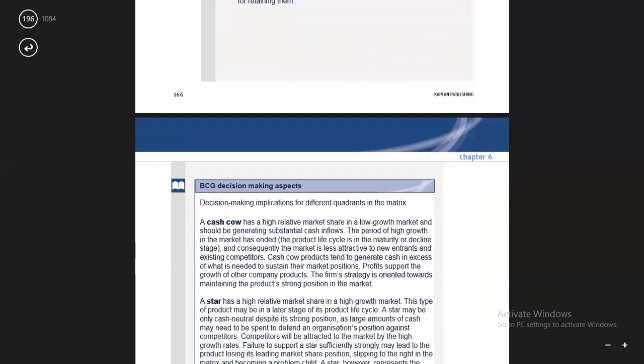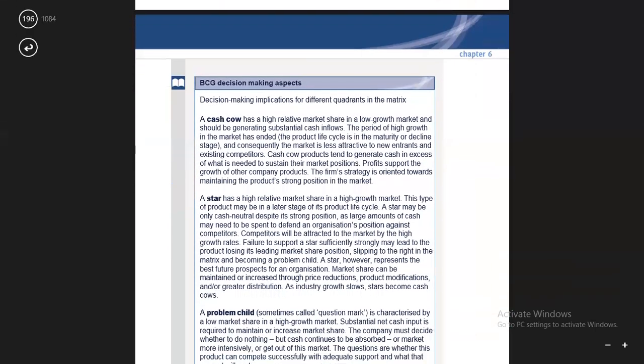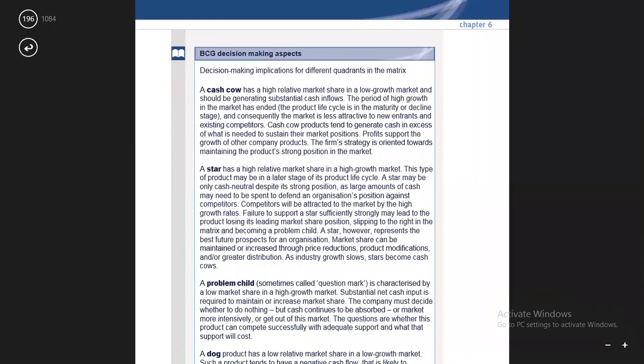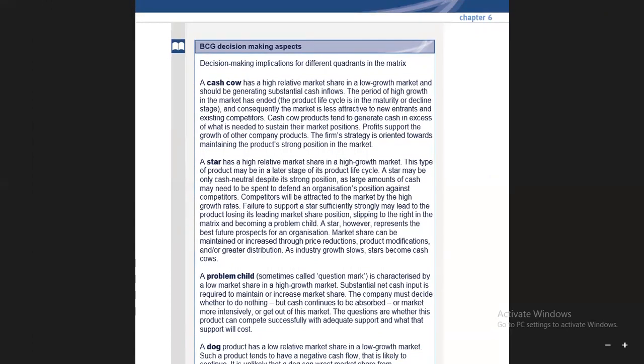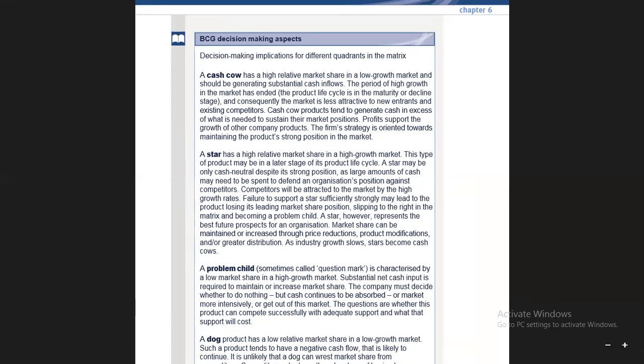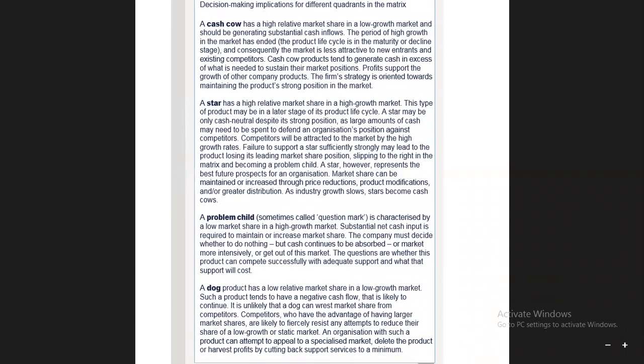Now, a cash cow has a high relative market share in a low growth market and should be generating substantial cash inflows. High market share, but growth is low, but they are producing substantial cash inflows in the current scenario. So cash cows are basically giving you profit in the current period.